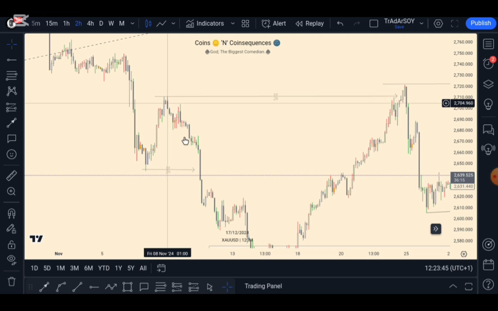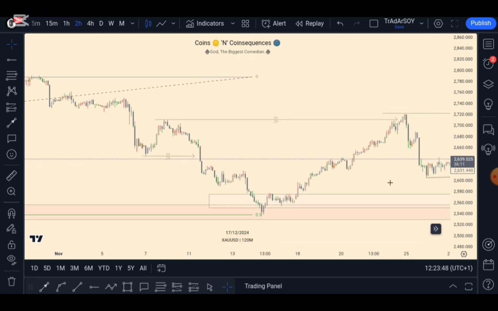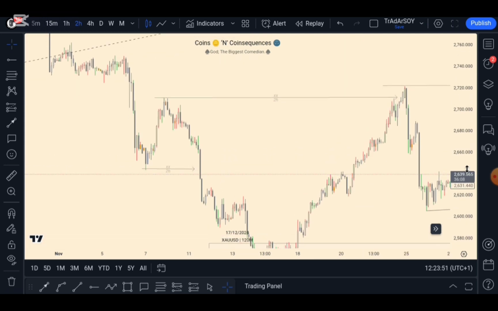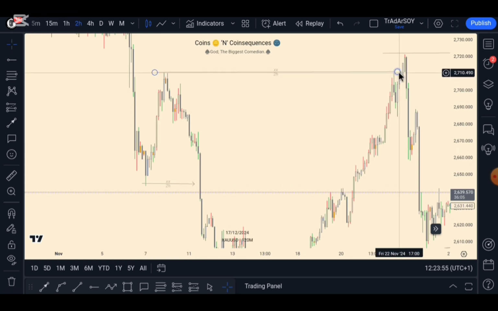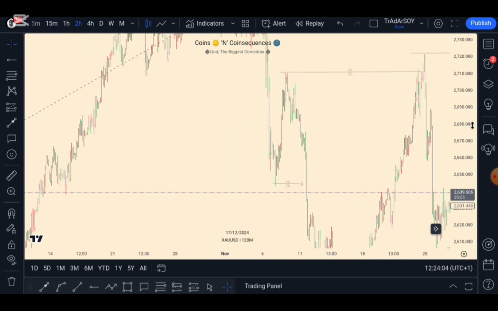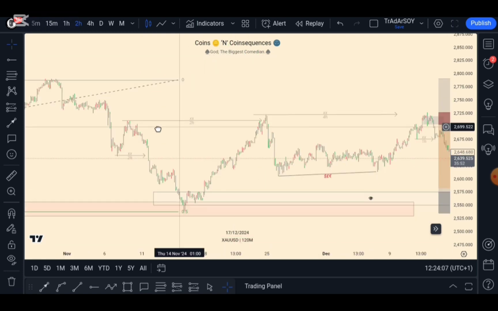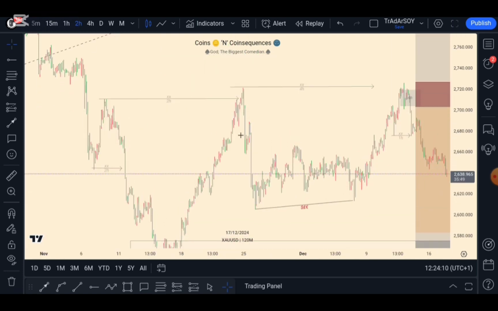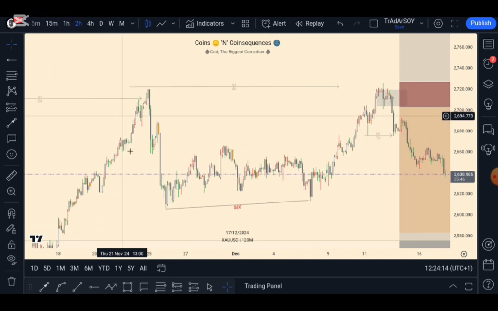But however, as we can see, when price mitigated this daily POI, price came right to this 2 hours high to take out this strong 2 hours high. So for me, this is a change of character on the daily time frame. So when price did that, price reversed, then pushed up again to create a new high.